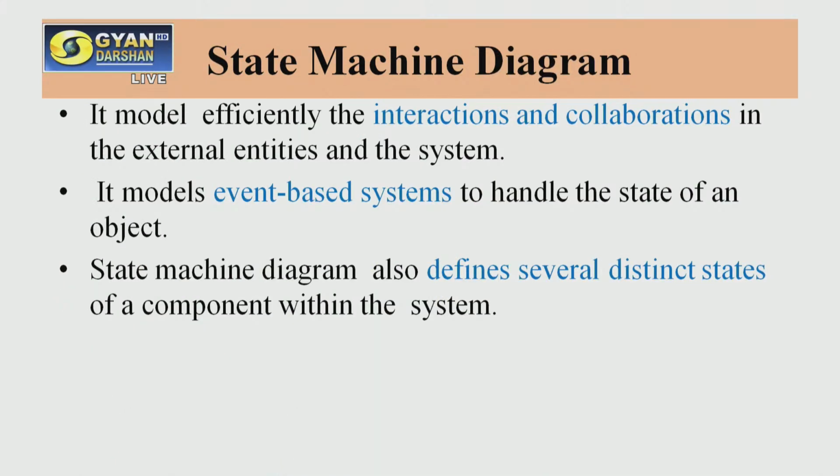External entities are nothing but certain participating objects, and those objects may be a single object, or a subsystem, or a composite subsystem, or part of the system, or a certain package, and how those things are participating and collaborating to perform a certain operation. If you are taking a particular scenario, in that scenario you can draw the specific state machine diagram. It models the event-based system to handle the state of an object.